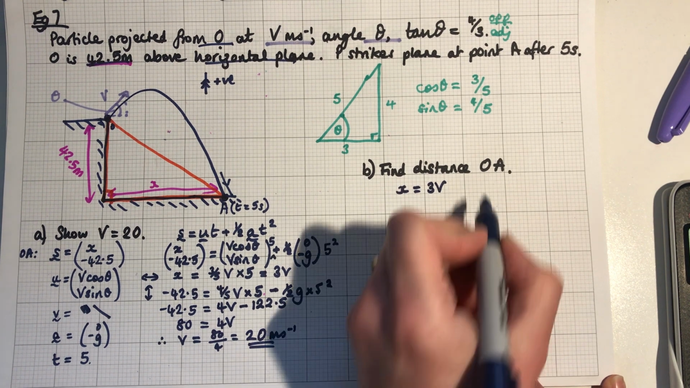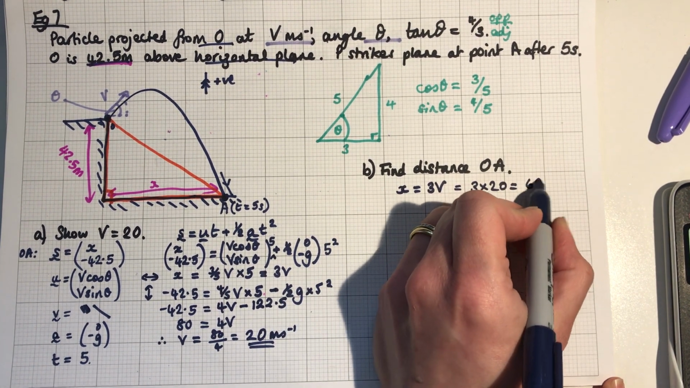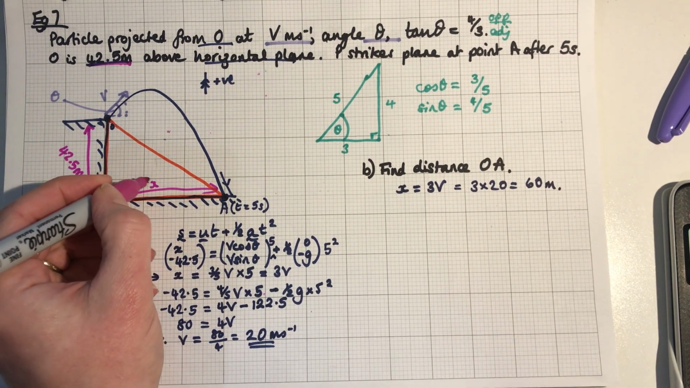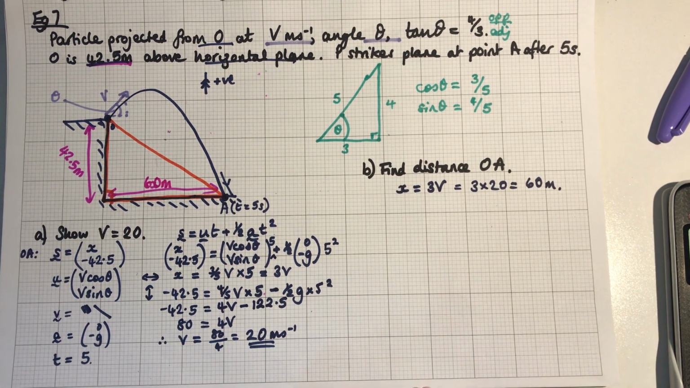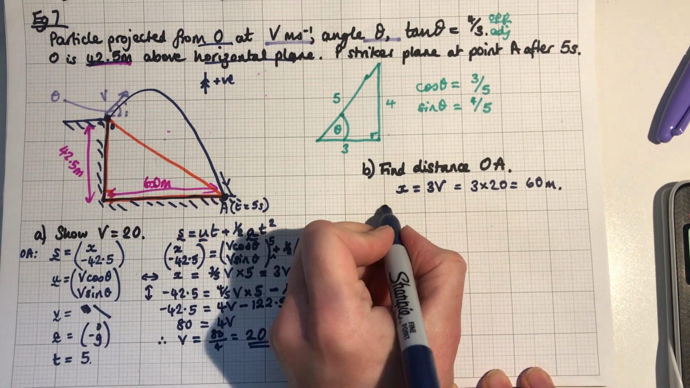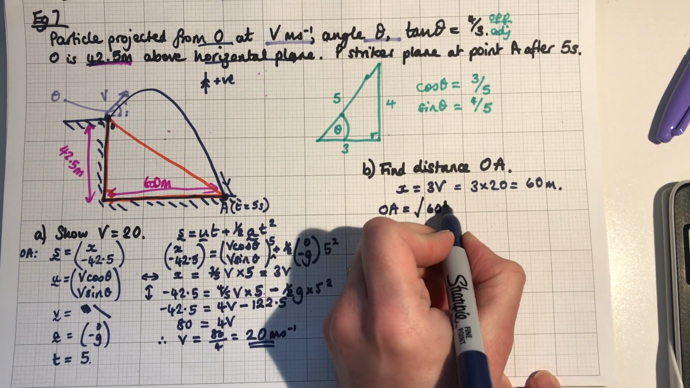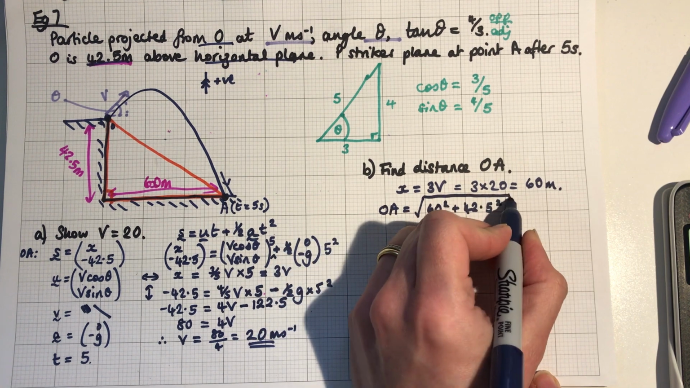We know that v is 20 from working out that one. So x is 60 metres. Let's fill that in, shall we? Overwrite my x there. So now we can use Pythagoras to find the distance OA, because OA is going to be the square root of 60 squared plus 42.5 squared. Don't need to worry about the negative here, do I?